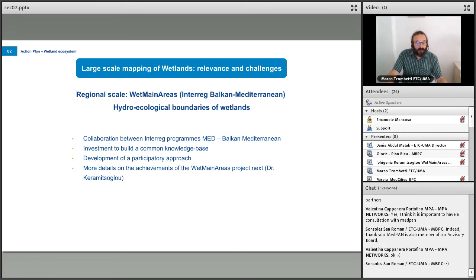Besides the European dimension, we also work at the regional level. And this wants to be a participatory process, which we think is very important in our approach within this working package. Participatory process because we need to engage other institutions, we need to engage other projects, we need to engage you and any people or institution who's interested in this project, in building this knowledge base. On this basis, we've started building a synergy with a project of the Interreg Balkan Mediterranean program, the Wetland Areas Project, which will be presented later by our colleague Efigenia, which focused on mapping of wetlands in the Balkan area.